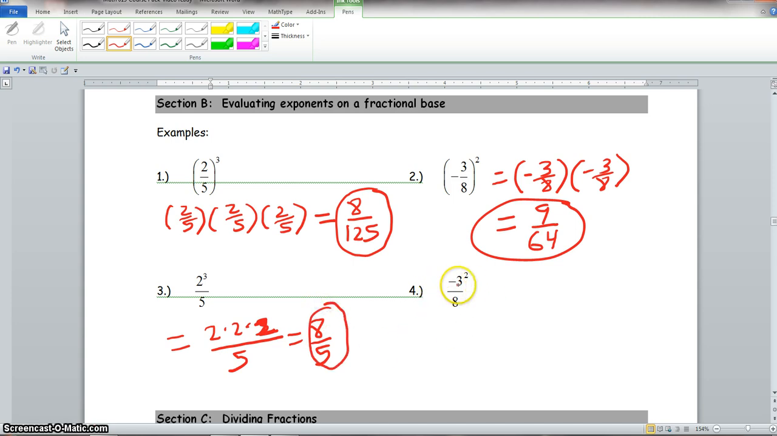Now we come here to number 4. We have negative 3 to the second power over 8. So now, the first thing we should do is this exponent. Remember, the only thing that's taken to the second power is this 3, not the negative sign. So this will give us negative 9 all over 8. Now, negative 9 and 8 has nothing in common, so this is our final answer.